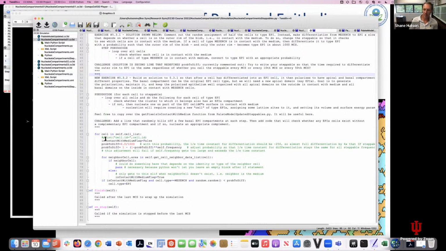We set a probability to differentiate because we're going to have this change of cell type be probabilistic. And this line here, where the probability is changed based on the frequency with which it's called, this mathematical structure makes sure that whether we call the steppable every 10th or 20th or 50th, the rate at which cells differentiate into epithelium on the outside stays the same. So it lets you troubleshoot things by calling it very seldom, right? And then you can do production runs where you ramp up the rate at which you call it, and it shouldn't change the behaviors, right?